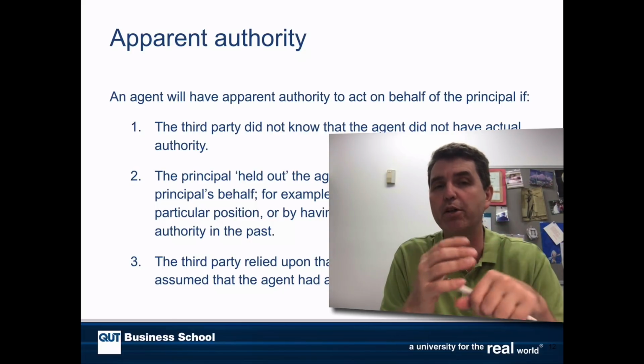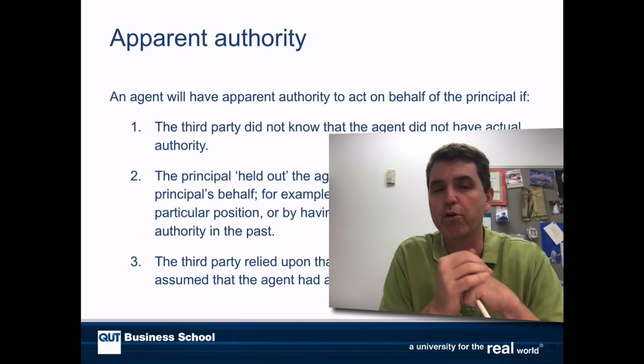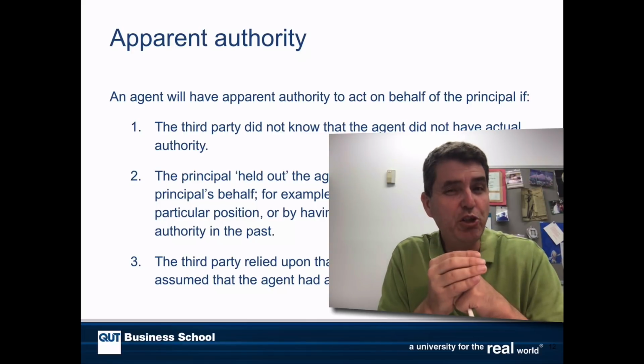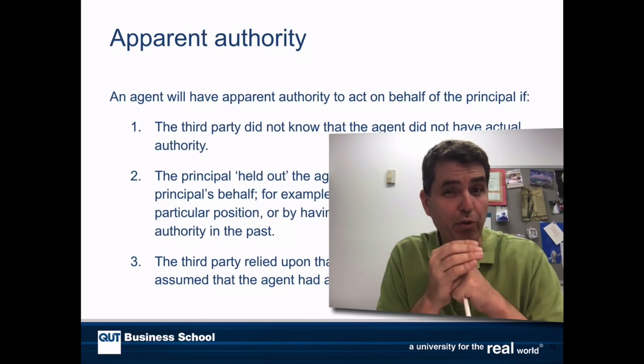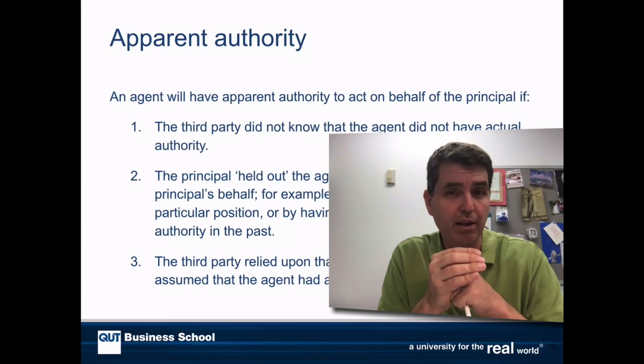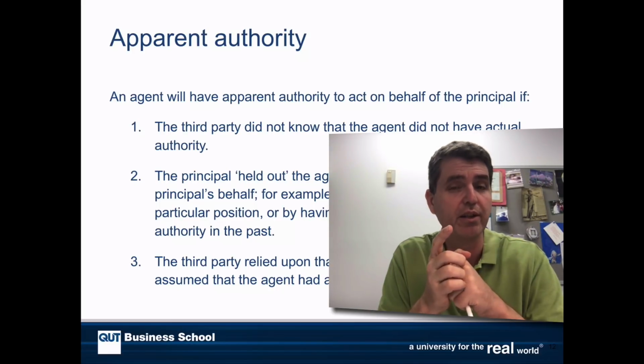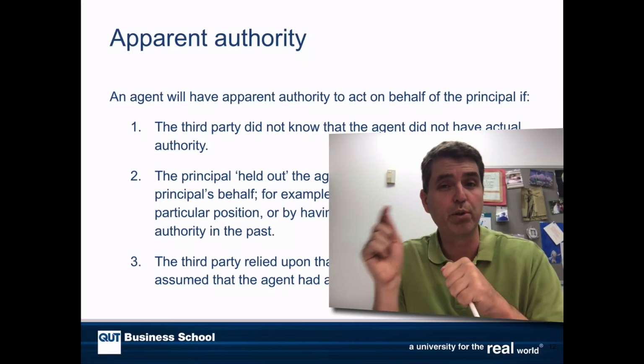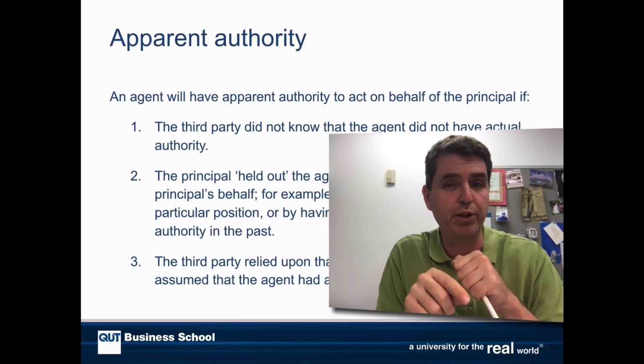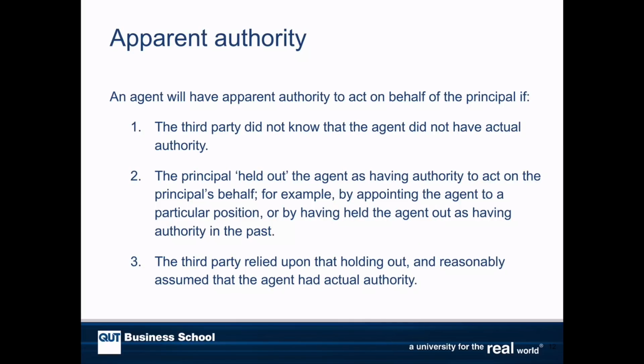So this is apparent authority. And apparent authority occurs where the agent doesn't actually have authority to do what they did. But in some circumstances, the law says the principal will still be bound by what they did. Okay, let's get into when that actually occurs.